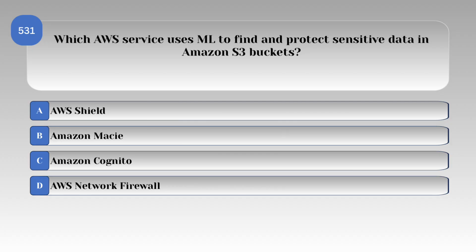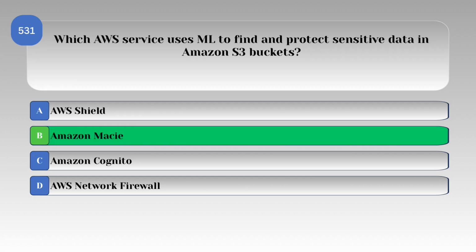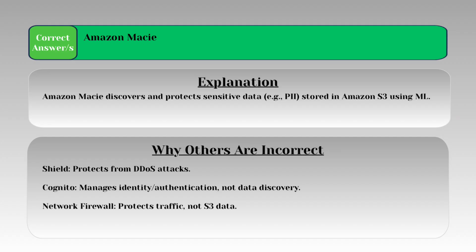Which AWS service uses ML to find and protect sensitive data in Amazon S3 buckets? Correct answer, Amazon Macie. Explanation. Amazon Macie discovers and protects sensitive data, for example PII, stored in Amazon S3 using ML.